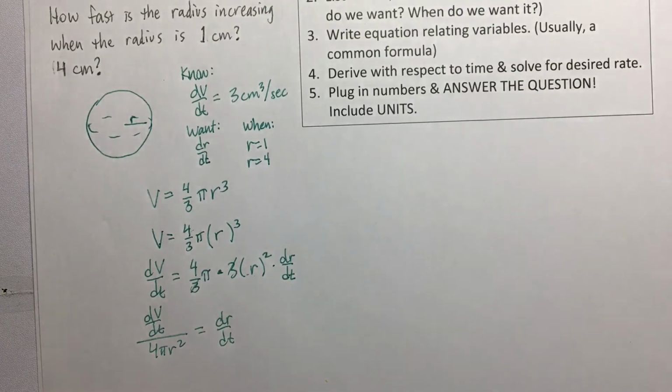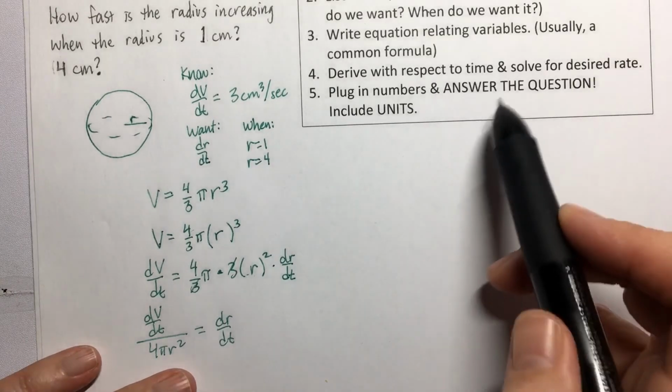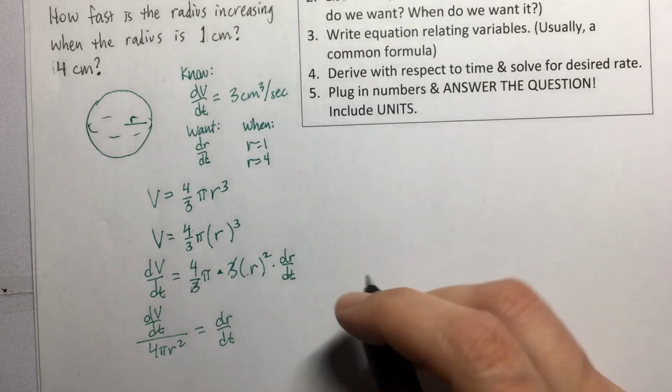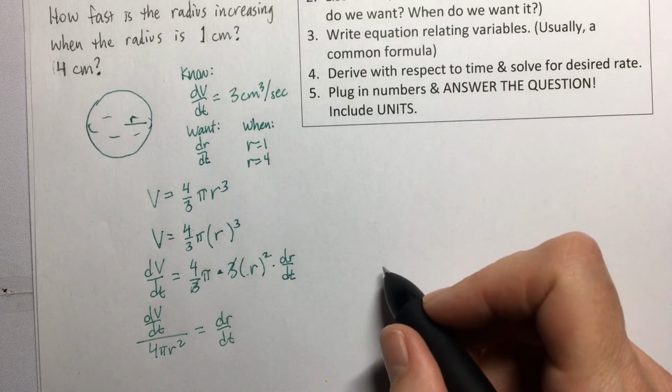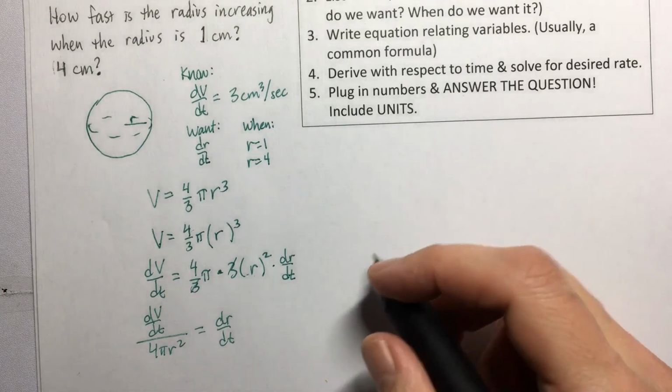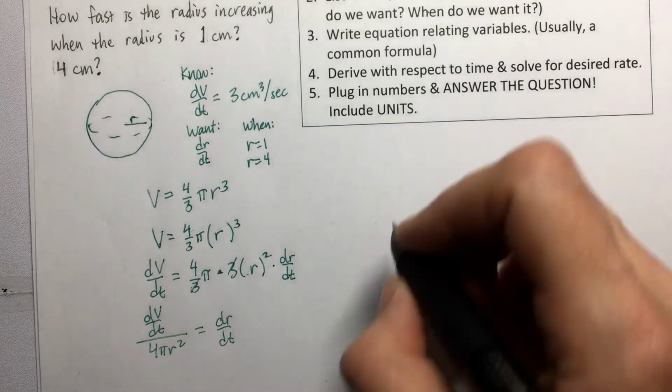Okay, step 5, this is the straightforward-ish bit, I suppose. Plug in numbers and then answer the question. When we answer the question, you have to be super careful about this. Just saying dr/dt equals a number is not answering the question. You're trying to show you know what you're talking about. The way to do that is with a sentence with units. So we'll get to that in a second.